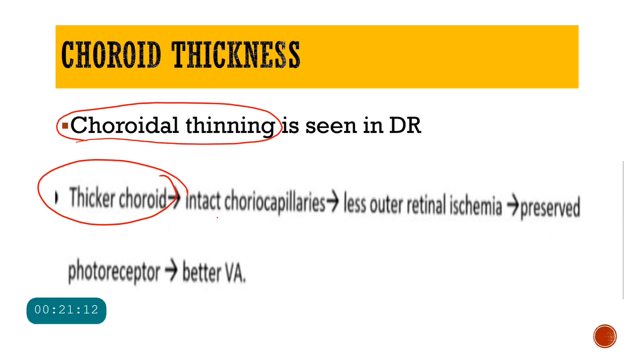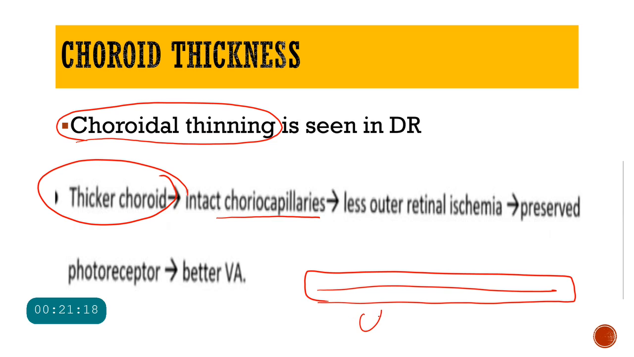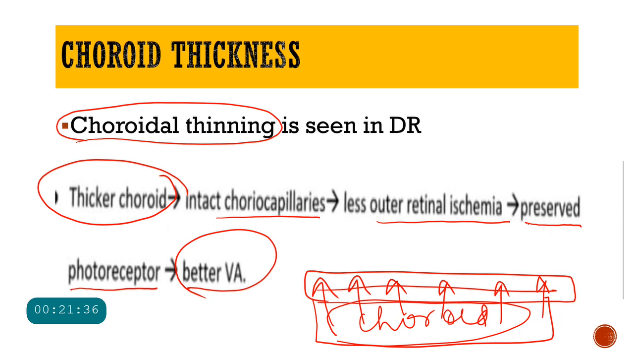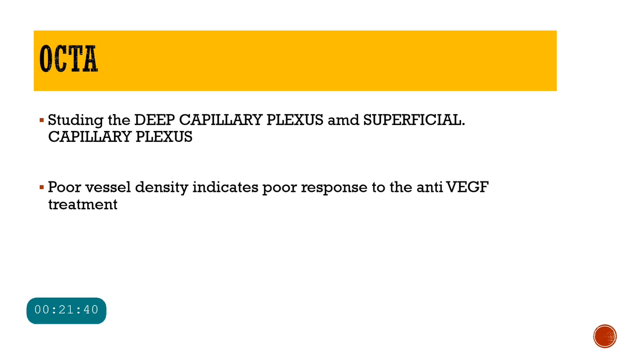It means that his choroidal capillaries will be good, and as we know, the outer retina is supplied from the choroid through the vessels present in the choroid. So if someone has a thicker choroid, the outer retina will be taken care of from the choroid for its blood supply and nutrition, and therefore the outer retinal ischemia will be less, the preservation of photoreceptors will be more, and the patient will have better visual acuity. So this is how the choroidal thickness is going to act as a biomarker.